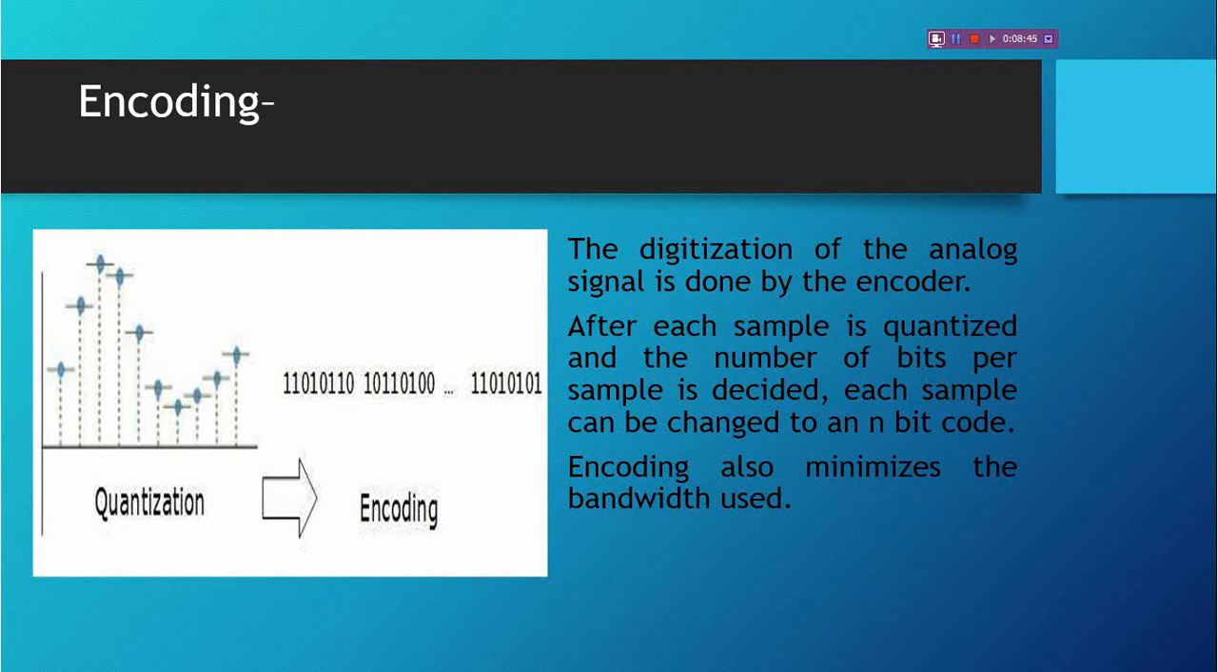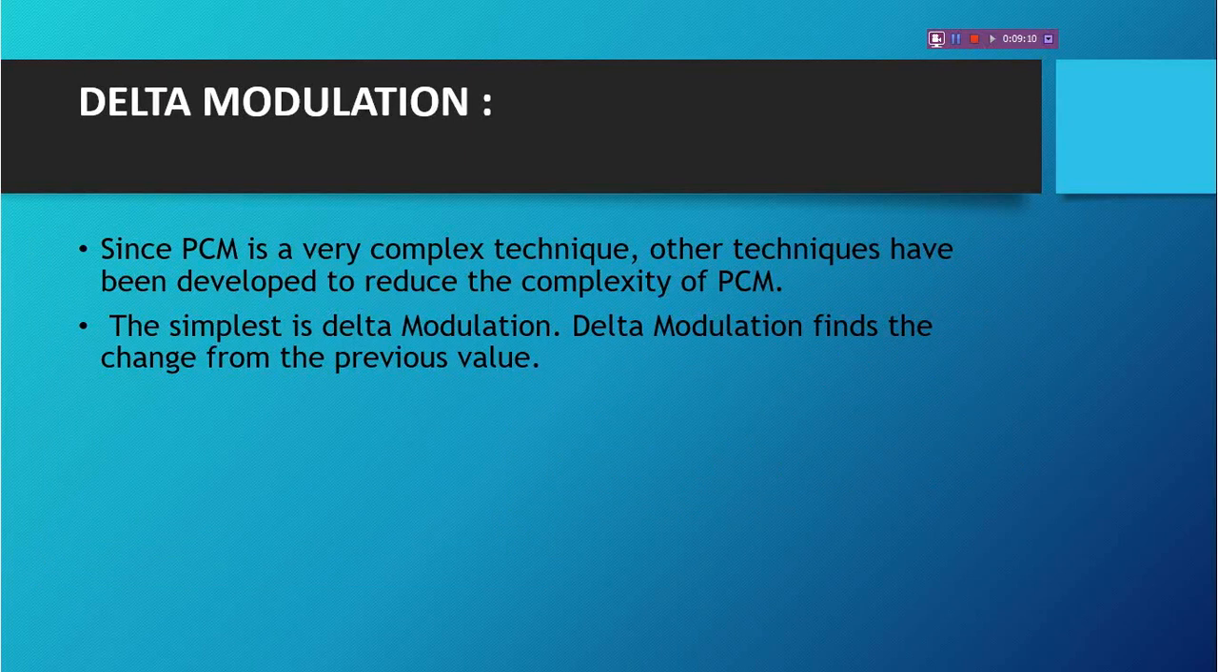Then digitization of the analog signal is done by the encoder. After each sample is quantized, the number of bits per sample is decided. Each sample can be changed to an n-bit code. And encoding also minimizes the bandwidth used. So by this method, we can convert the analog signal to a digital signal, analog data to digital signal.